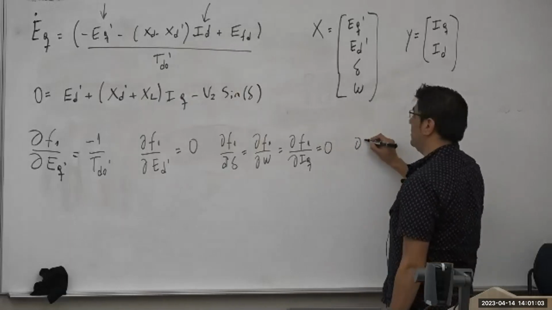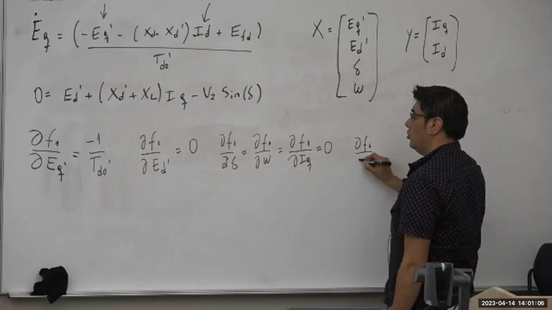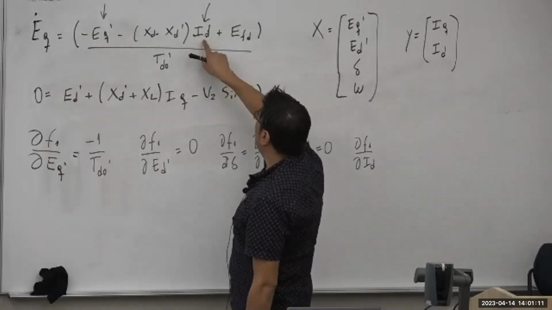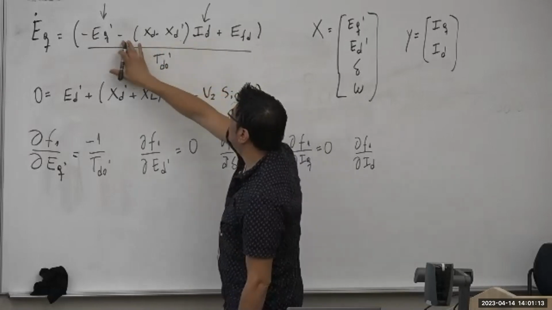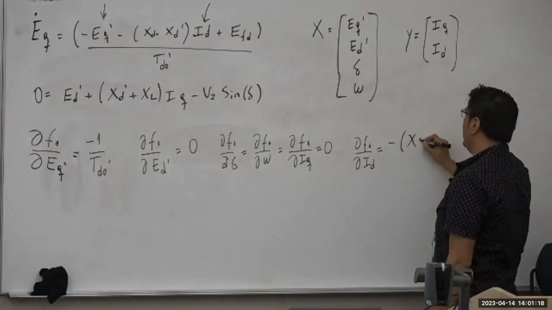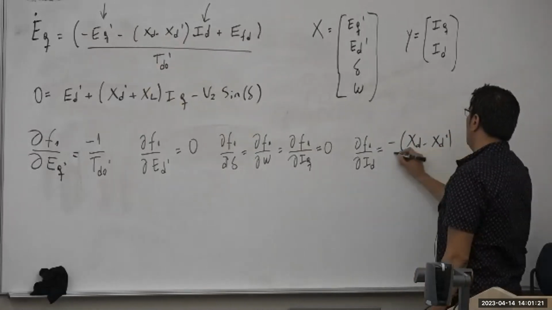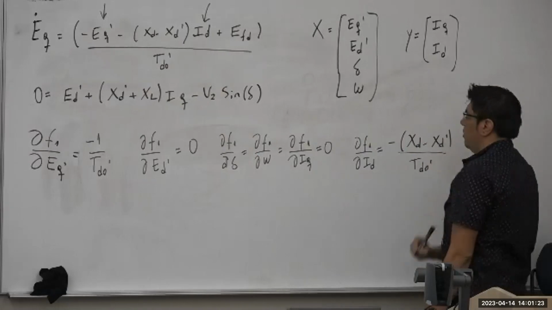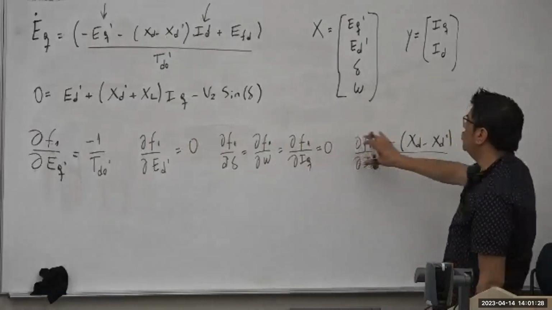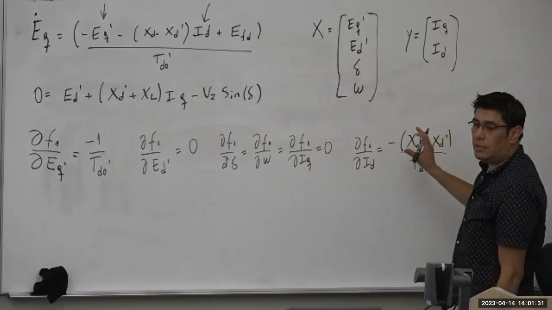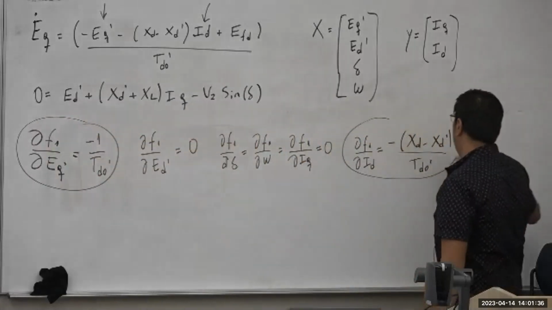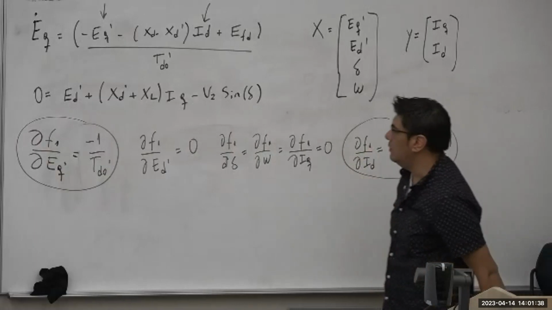The last derivative that is going to be meaningful here is the derivative with respect to Id. Deriving this with respect to Id, because this is linear, is just the negative of this divided by that time constant: negative of xd minus xd prime divided by Td0 prime. So we got here the terms for the first row of our Jacobian in the linearization process. There are just two terms that are relevant, and we will use that to build this Jacobian.